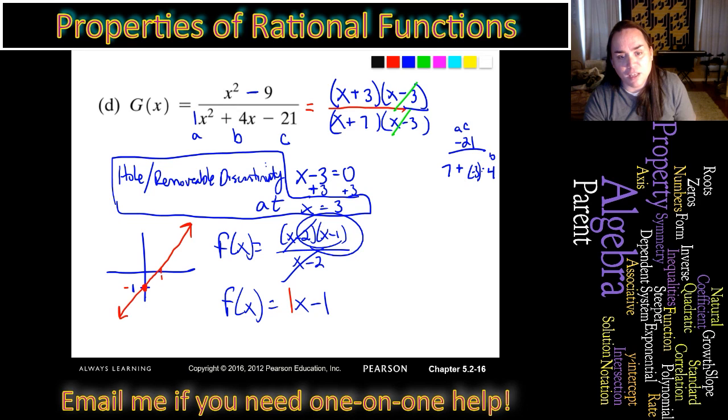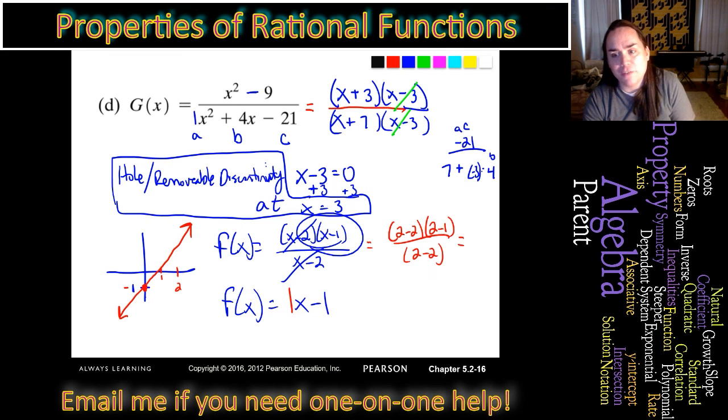So it's going to look like this. That's the line. The problem is, though, that at 2, there is no point there, because when I put a 2 into this original function, I get 2 minus 2 times 2 minus 1 over 2 minus 2. And what's the value of that? Well, 2 minus 2 is 0, 2 minus 1 is 1, and 1 times 0 is 0, over 2 minus 2 is 0. 0 over 0 is undefined.